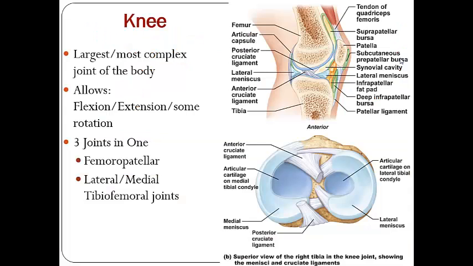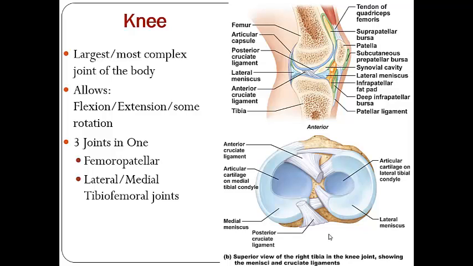Our next slide is showing some of the selected synovial joints. And one of these important ones that you need to know would be the knee joint. So let's go through some of this anatomy. You have these figures that are in your textbook. The knee joint is the largest, most complex of all the joints. It really consists of three joints in one. It's got the femoropatellar joint, the tibiofemoral joints, there's one on the lateral side and the medial side.